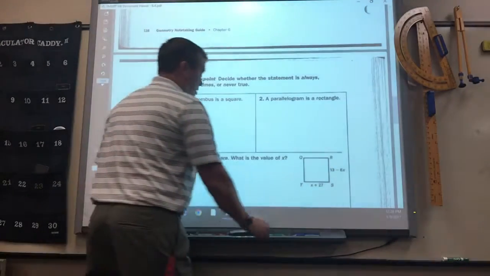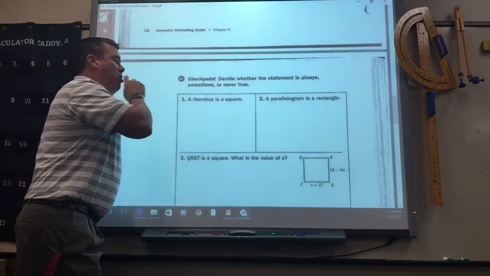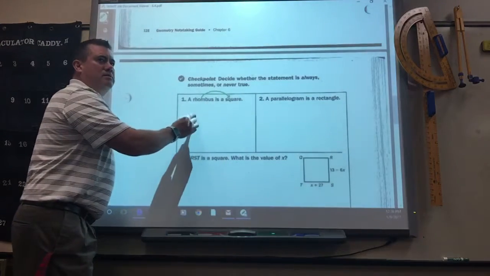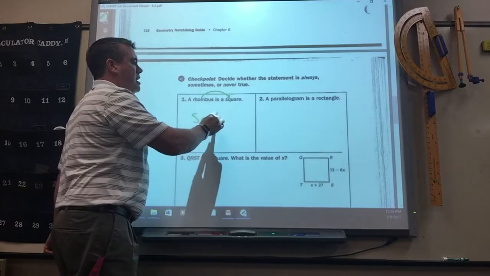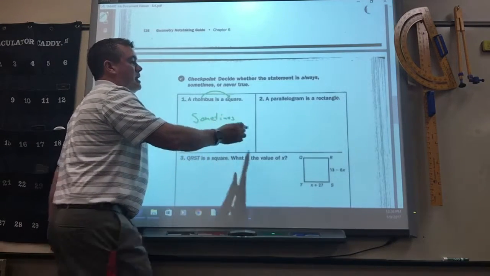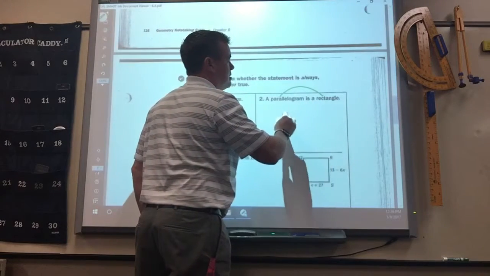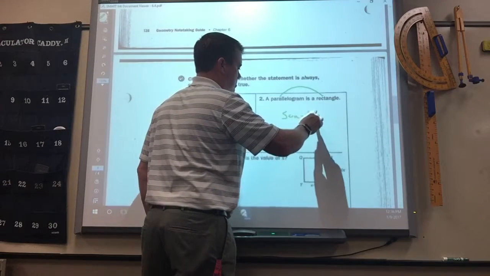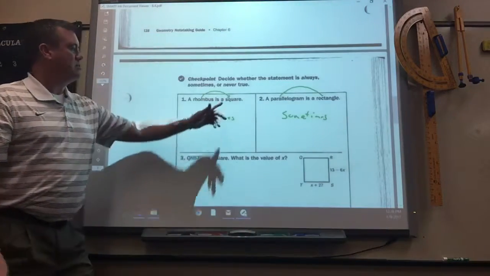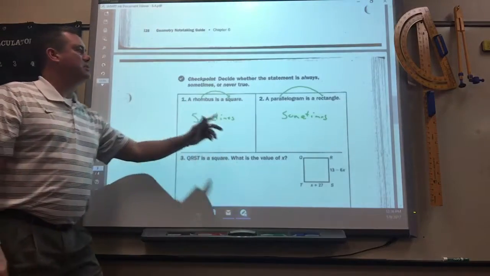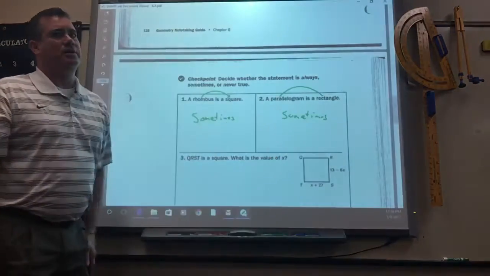Okay, sometimes, always, never. We already went through these. Could a rhombus be called a square? Yeah, only if it has all right angles. Sometimes, yep. Is a parallelogram a rectangle? Sometimes. Yes, sometimes. If they did this backwards, a square is always a rhombus, a rectangle is always a parallelogram.